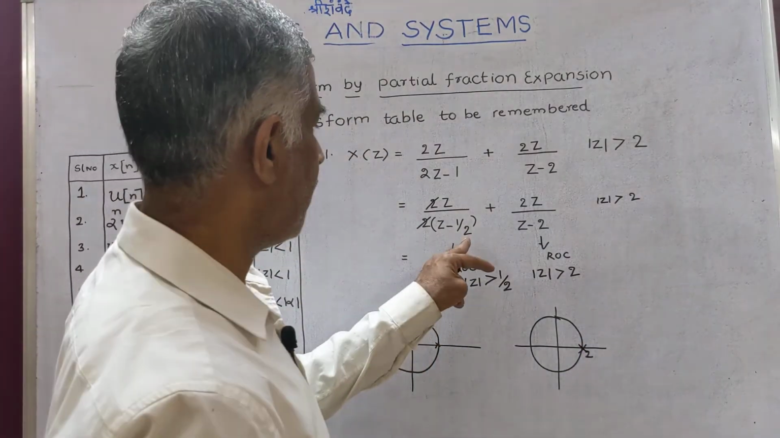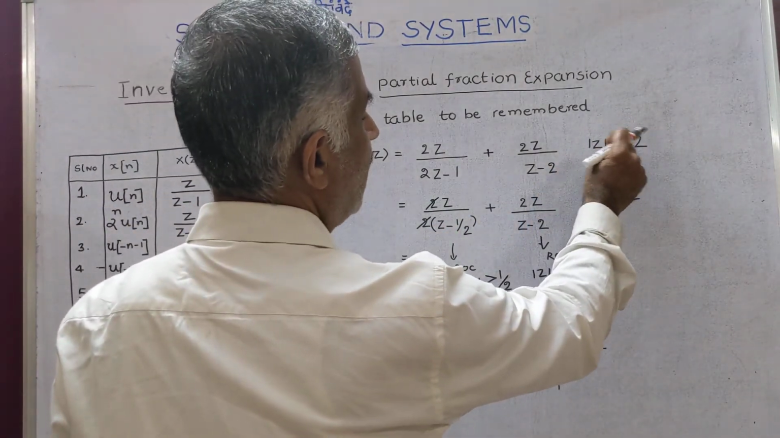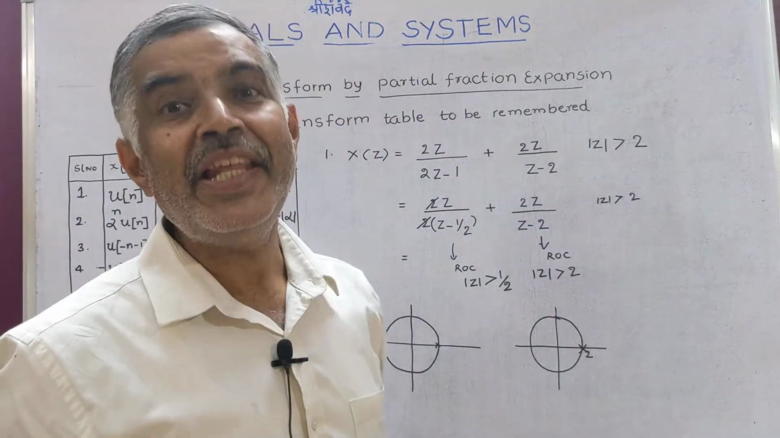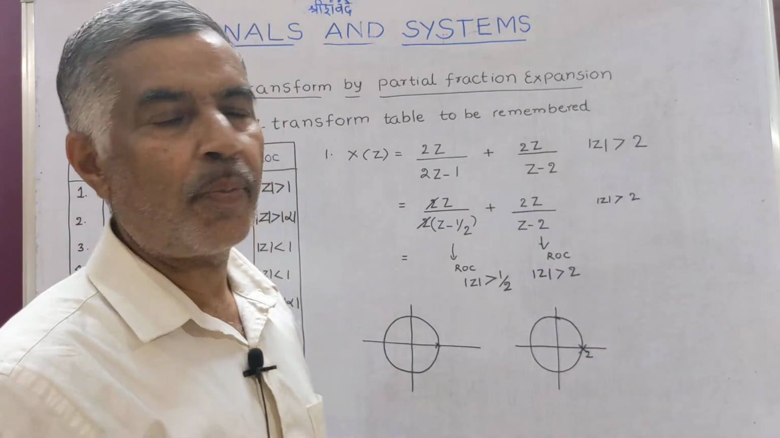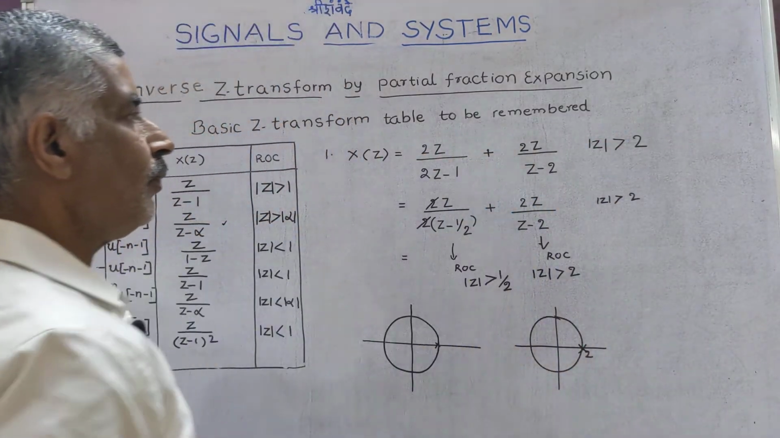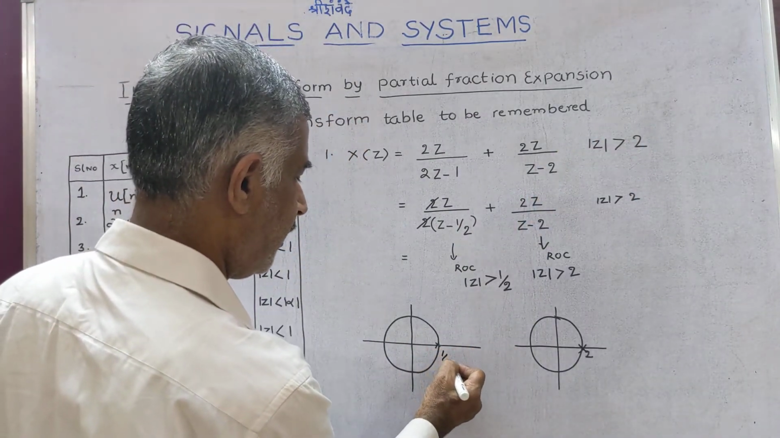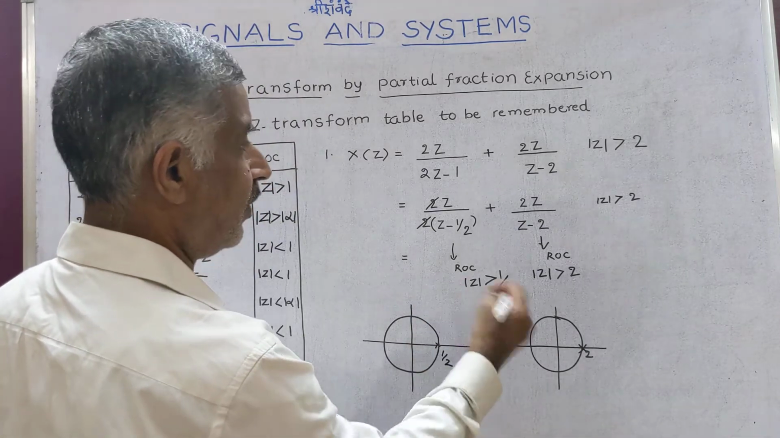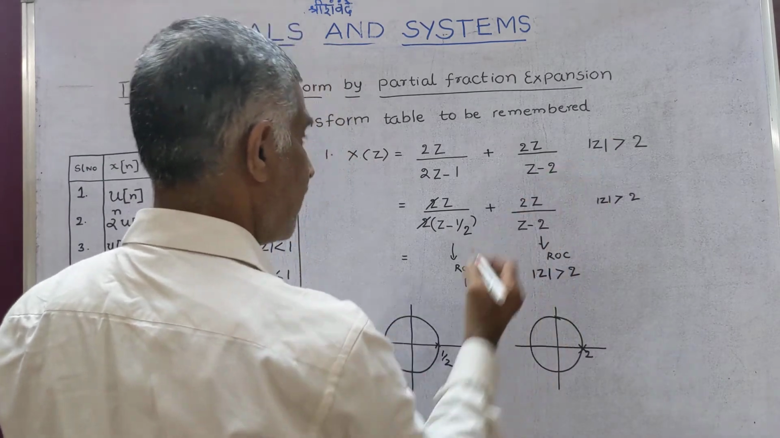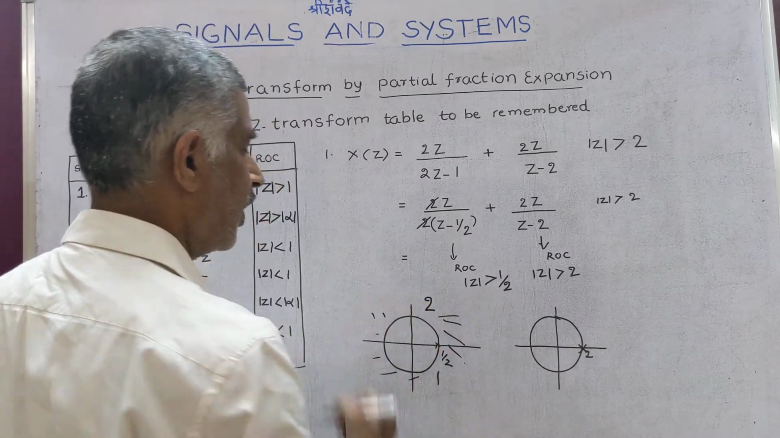Now having sketched the poles for these terms, you take the ROC of the whole problem, because this has to satisfy linearity. We have come across the linearity property. So mod z greater than 2 applies to both. This is half, and to the right of the pole radius we have the ROC: mod z greater than 2.